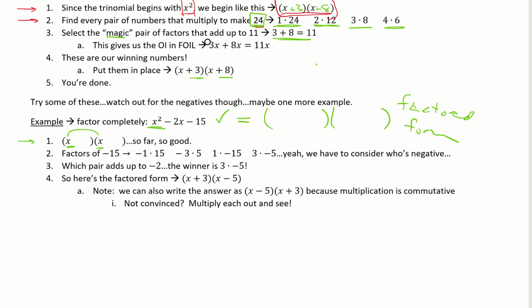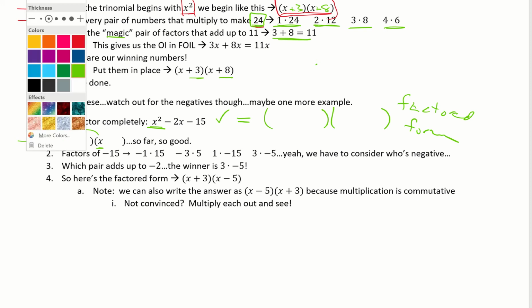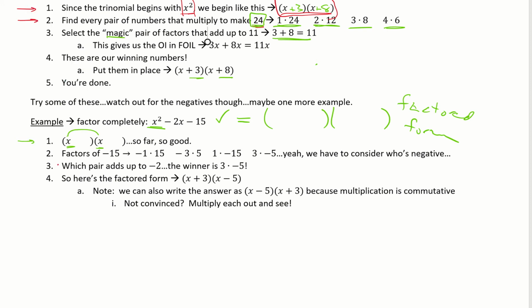Let me do that in a different color. You've got to figure out the numbers that go here and here. And to do that, you look at this last number here, which is minus 15. And you go, what are the numbers that multiply to make minus 15?